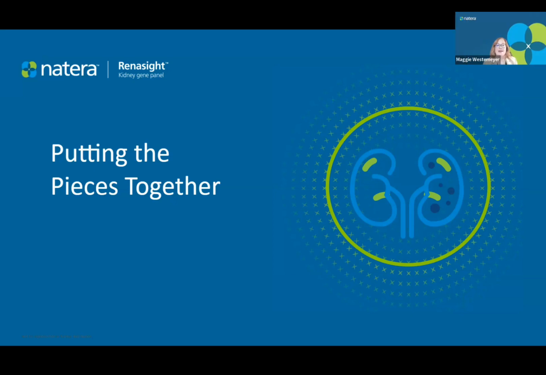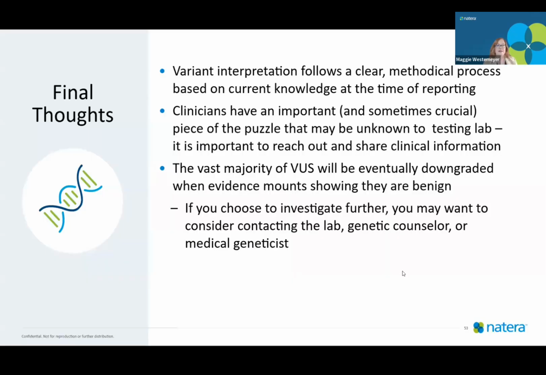So sorry. Yes, thank you, Ronen, for sharing those great cases. And we would just like to wrap up by putting the key pieces together here. So just as a review, we know that variant interpretation at the laboratory follows a clear, methodical process and is based on our current knowledge at the time of reporting. But we know that that knowledge is continually evolving, and genetics will continue to evolve with improved reporting and additional evidence as it accrues. Variants may have changing classification and so forth.